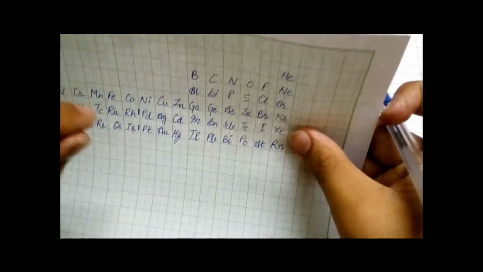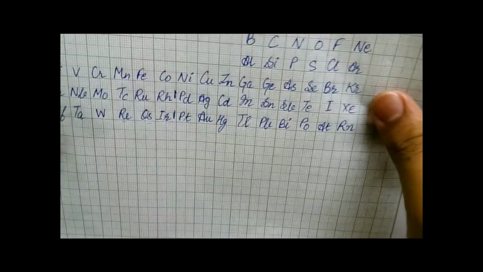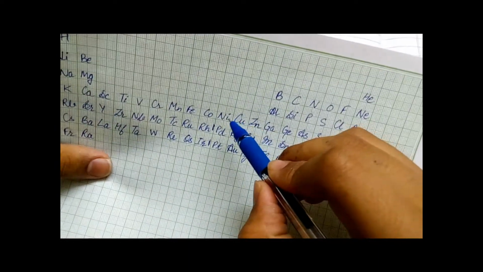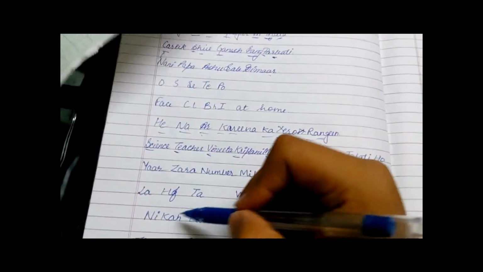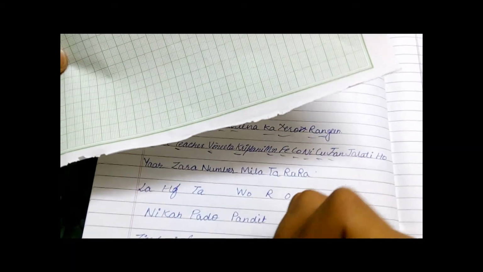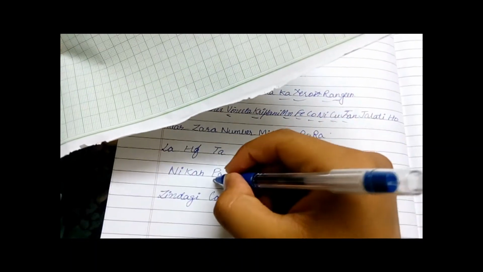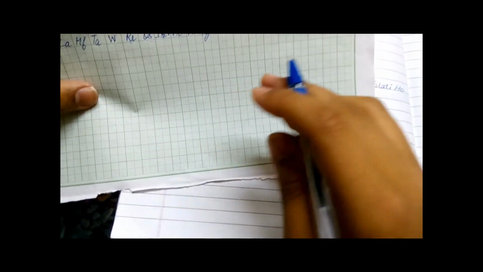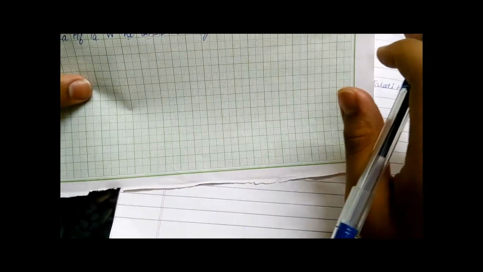And now we come to these elements which I had left. So to remember these elements, we have nikah padho pandit. Nikah padho pandit. A pandit never actually performs a nikah, but we remember it like this. The elements are nickel, palladium and platinum.